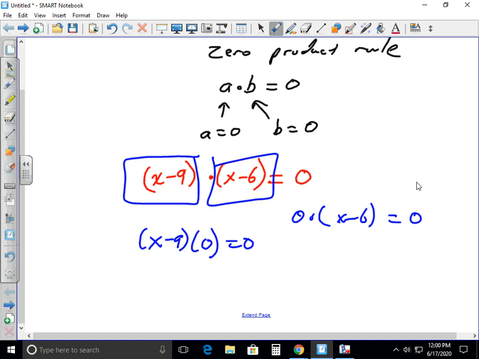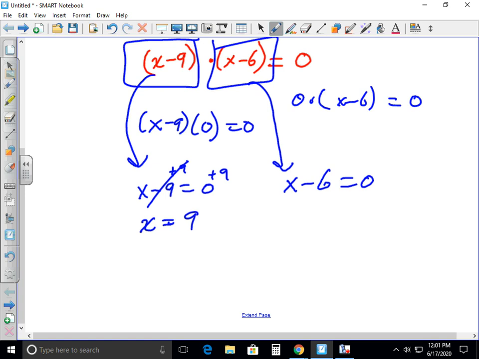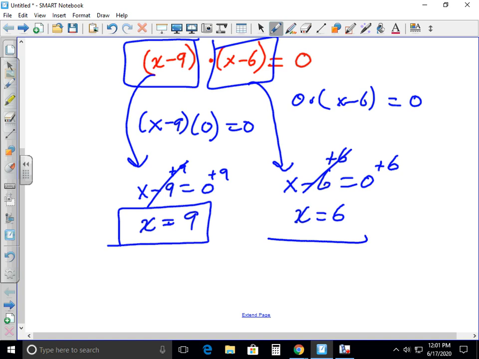So we're going to ask ourselves, how can we make that first parenthesis equal zero? Also, how can we make the second parenthesis equal zero? So both of those we just solve. To get x by itself, the opposite of subtracting 9 is to add 9 to both sides. So those cancel, and we get x equals 9. On the other side, the opposite of minus 6 is to plus 6. We do that on both sides, so those cancel, and we get x equals 6. So each of those is going to be a solution to our equation.